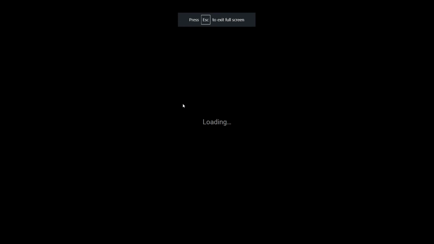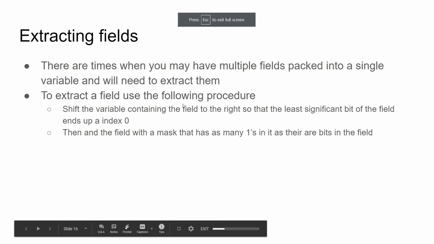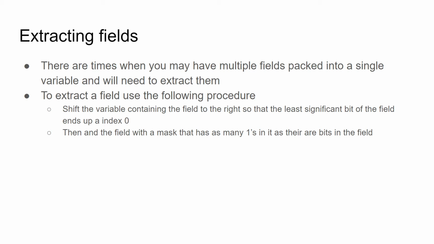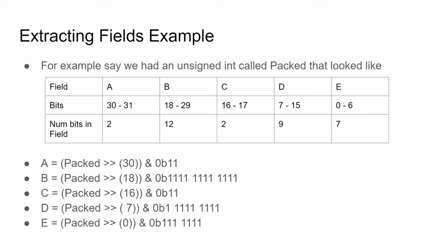So sometimes you might have a single variable where you've packed multiple fields into it, and you need to be able to extract each of the individual fields. The procedure here is fairly simple, and you'll see some examples in the next slide. So we'll shift the variable containing the field to the right so that its least significant bit of the field ends up at index 0, and then AND it with a mask that has as many ones as there are bits in that field. So here's our example.